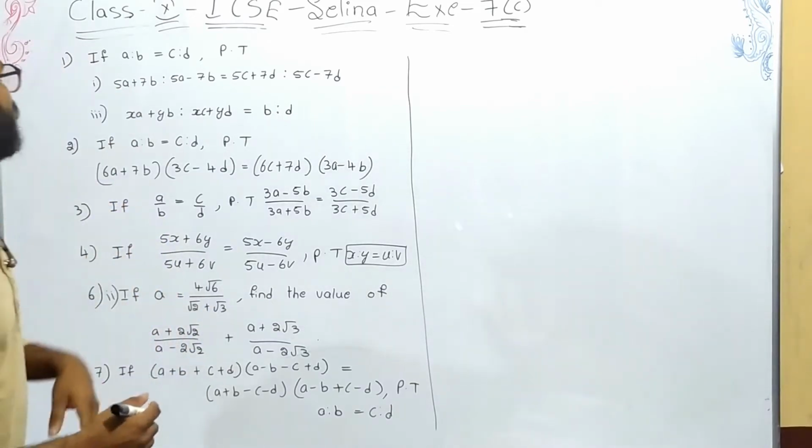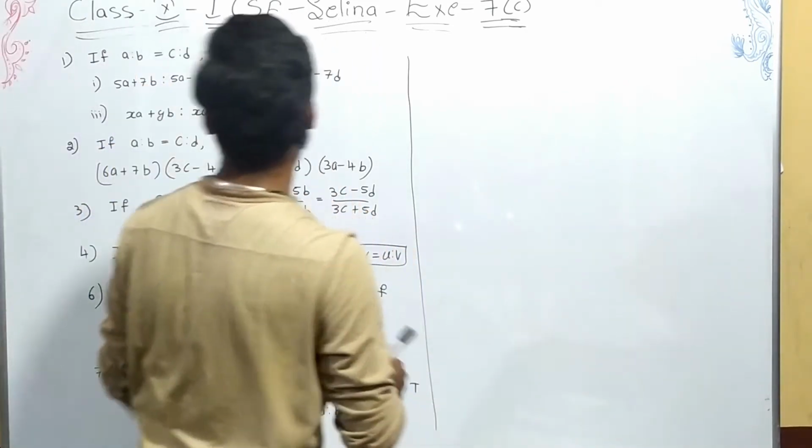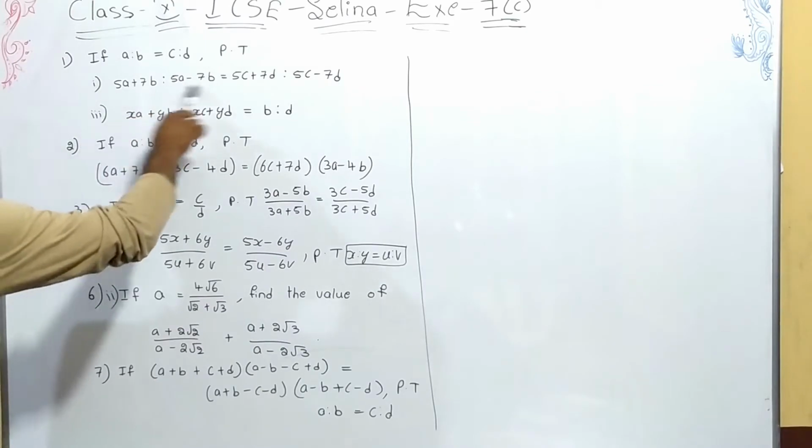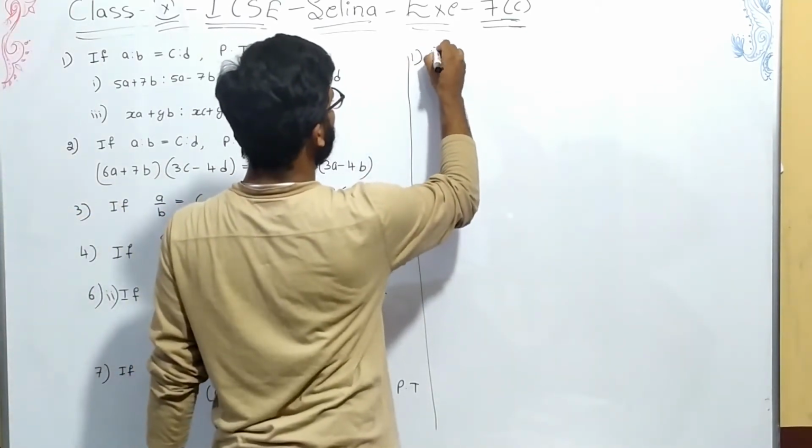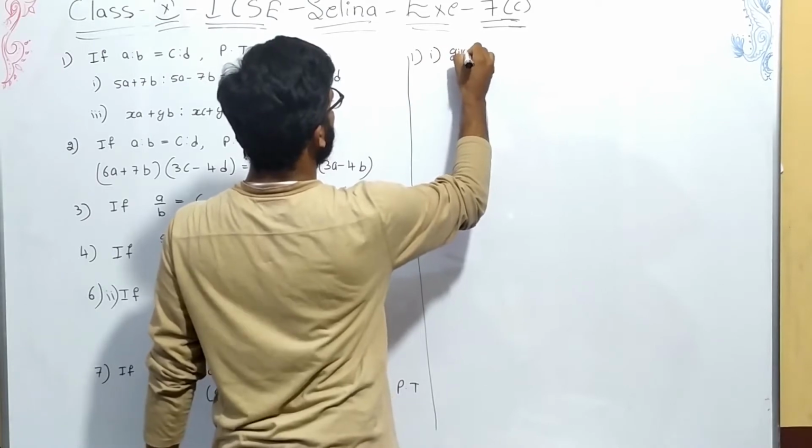See, first, if A is to B is equal to C is to D, we have to prove this one, right? So first I am writing what is given.